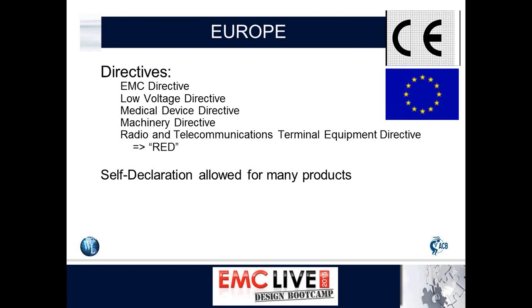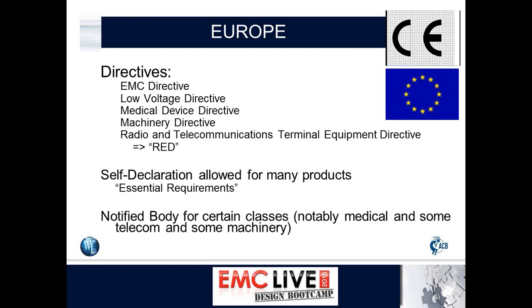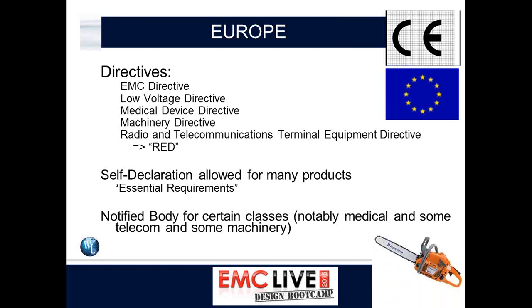For Europe, self-declaration is allowed for many types of products as long as you meet the essential requirements. A notified body, which is an authority that has been essentially accepted in the nation where they operate to render opinions, may be required for certain classes of equipment, notably some medical and some very dangerous equipment such as chainsaws and other highly hazardous equipment. In that case, you may need a notified body opinion.